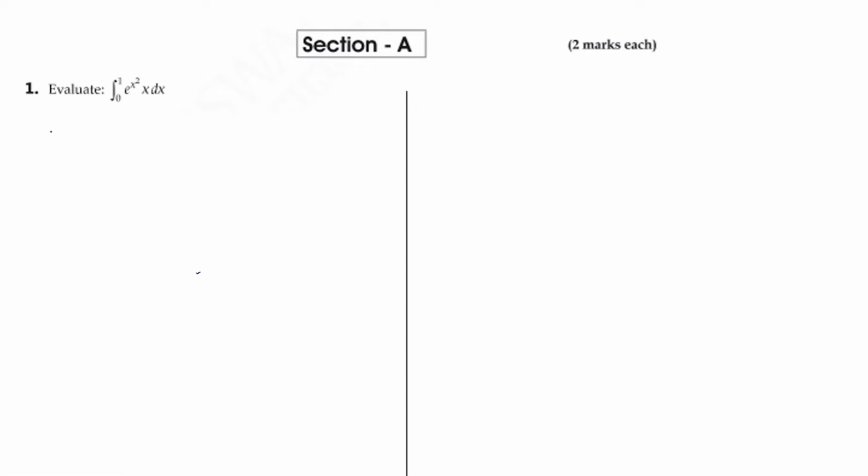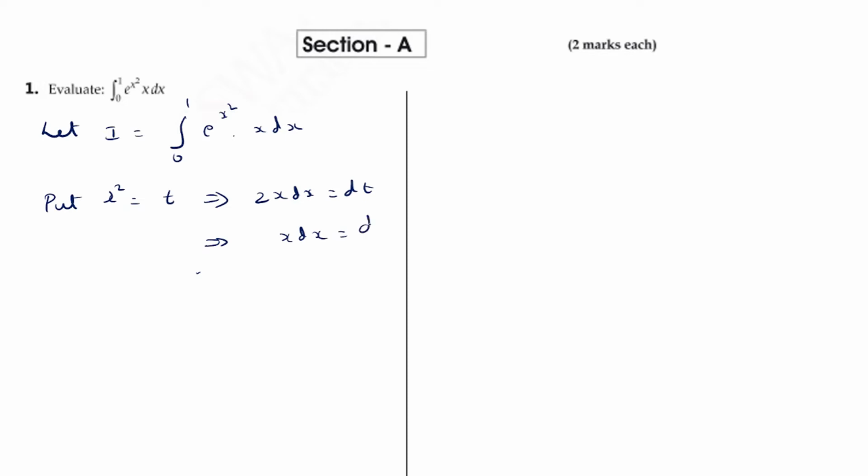So first let us write, let I be equal to the integral from 0 to 1 of e raised to x square times x dx. We can use integration by substitution. So let us put x square equal to t, so that we get 2x dx is equal to dt, or x dx is half dt.